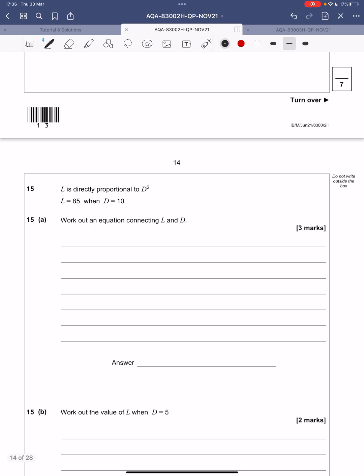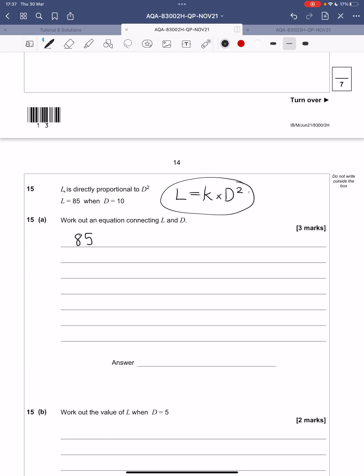Right, L is directly proportional to D squared. L is 85 when D is 10. So that means L is a constant times D squared. L is 85 when D is 10, so we substitute that in first of all. Directly proportional means L is a constant times D squared. This information will help us pinpoint the K, and then we can have the general equation.